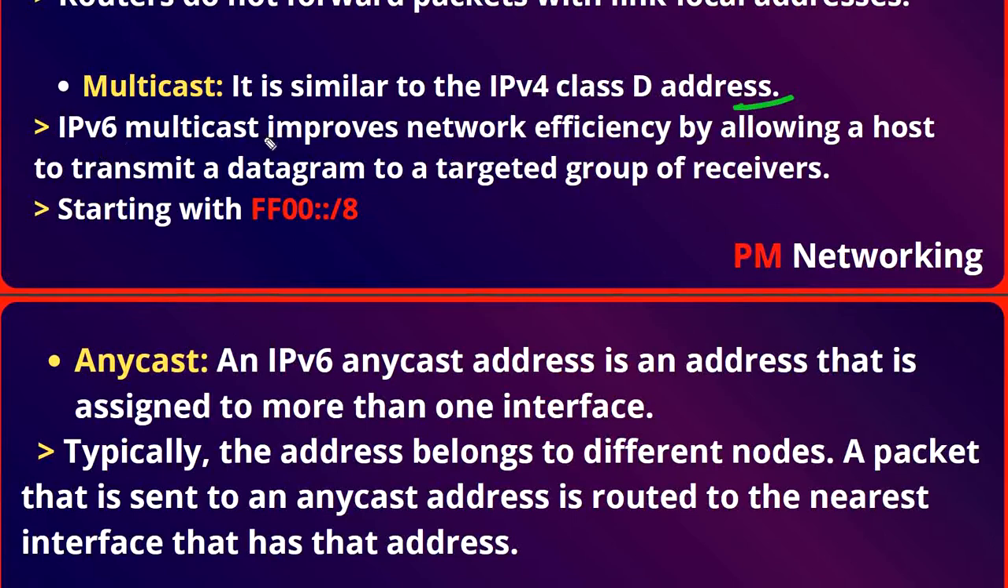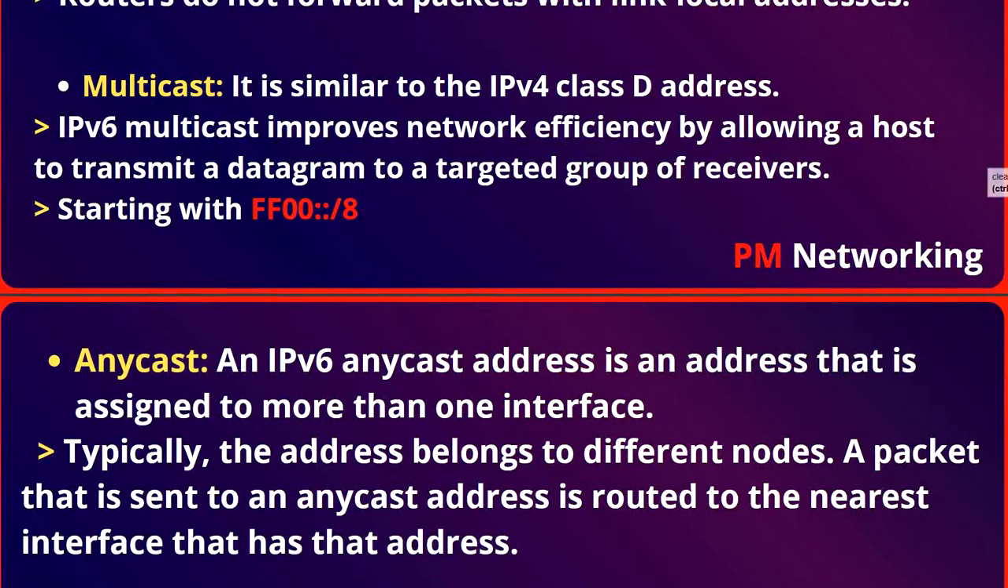IPv6 multicast improves network efficiency by allowing a host to transmit a datagram to a targeted group of receivers. And the range of multicast address is FF00::/8. Again, how many bits are reserved? 8 bits, right? So the first 4 bits will be 1111 and the second 4 bits will again be 1111. Okay, so 8 bits are reserved in multicast.